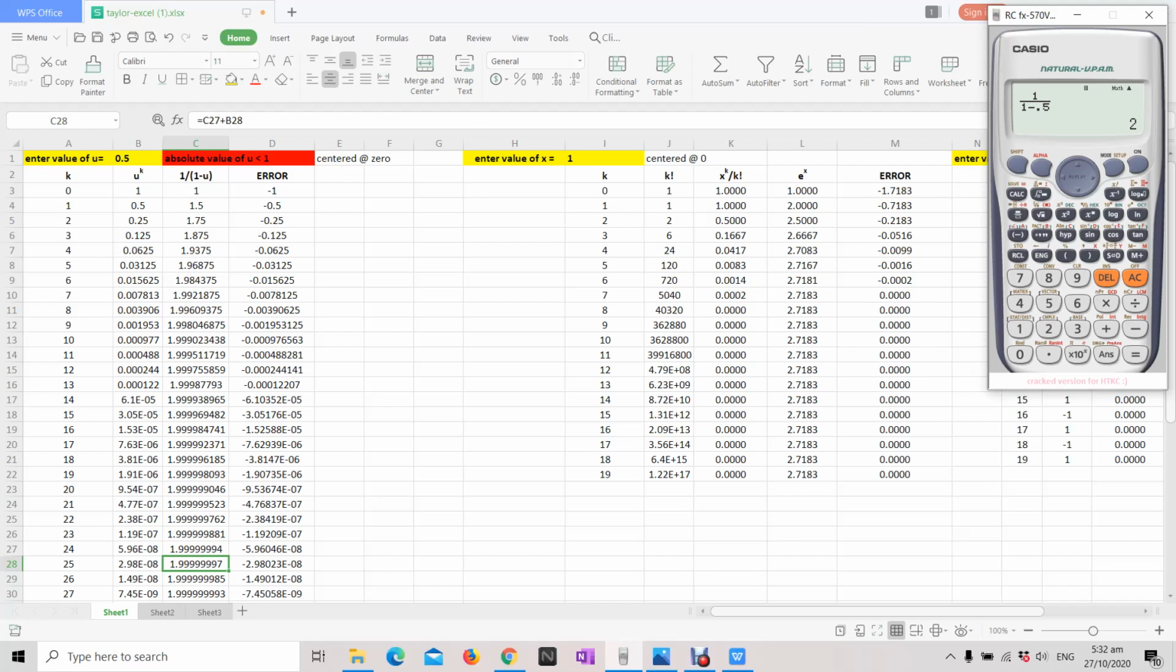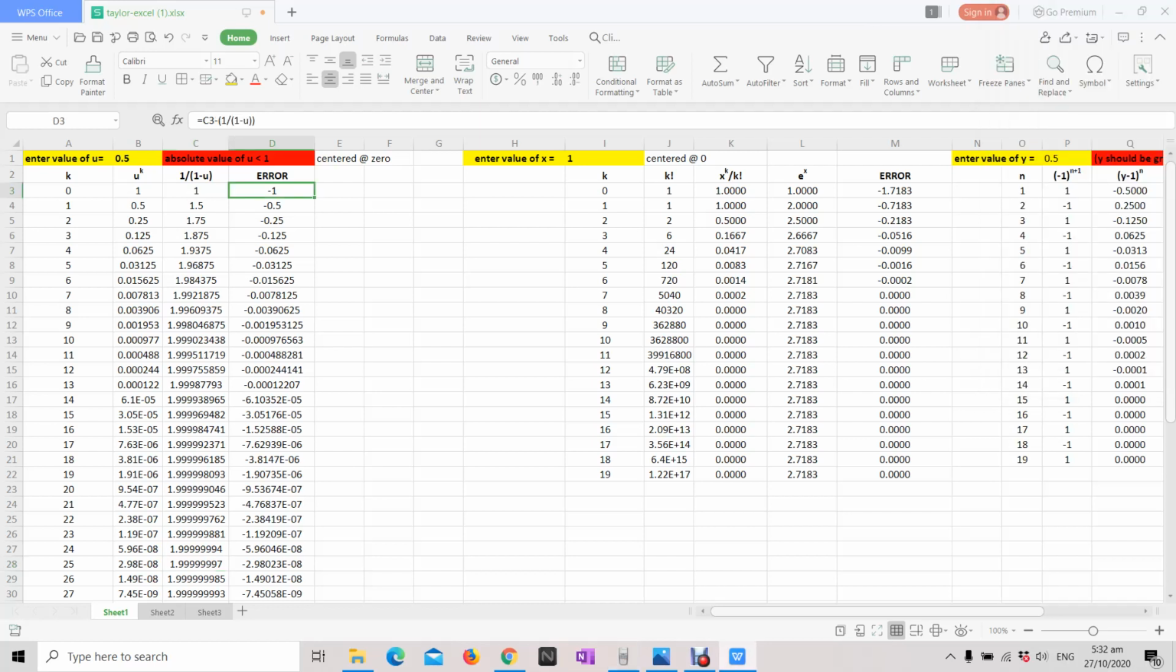We can see here that the error is equal to the approximated value, let's say here it's 1, minus the real value, which is 2. So our error will be negative 1. Now I will try to demonstrate how we were able to do this Taylor series in Excel.